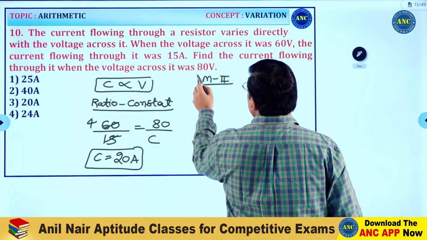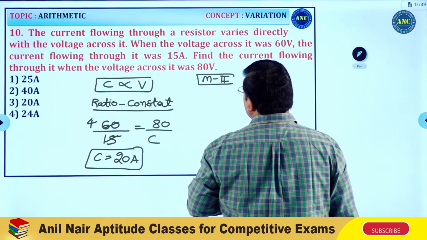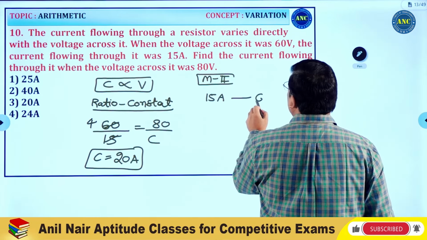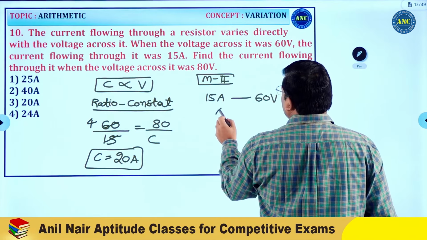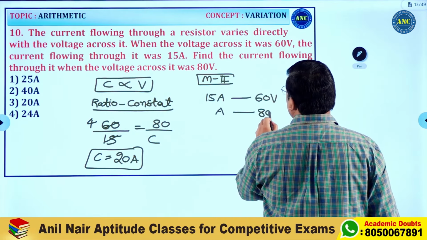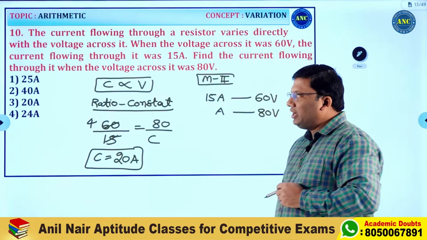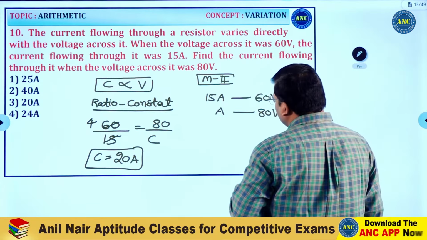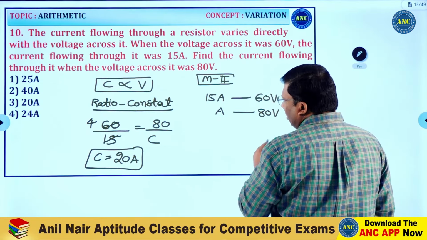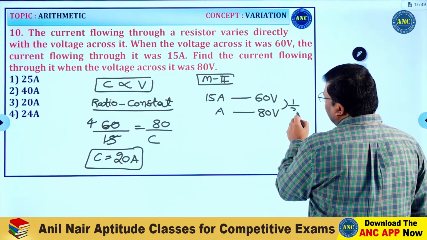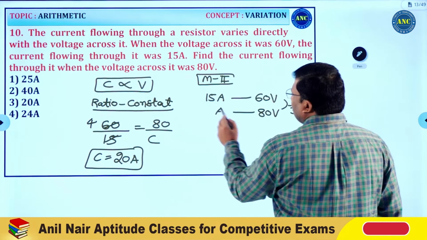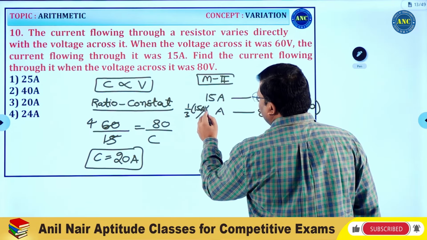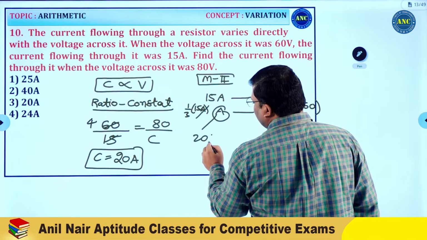Method 2. When the voltage is 60, current is 15. That means 15 amps is directly proportional to 60 volts. How many amps are directly proportional to 80? I hope the idea is clear. Now if you see here, 1/3 of 60 is 20, so it is a 1/3 increase. 1/3 of 15 is 5, 15 plus 5 is 20. Answer for this question is 20.